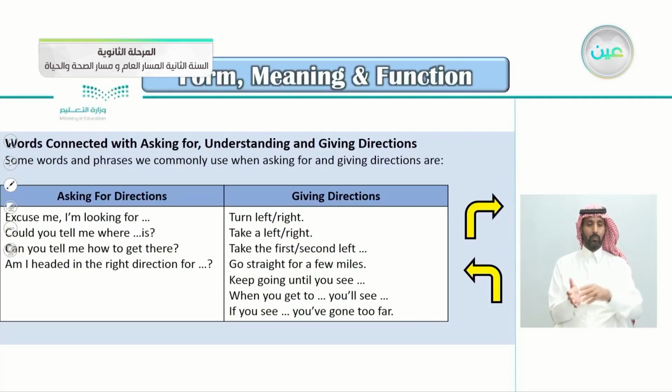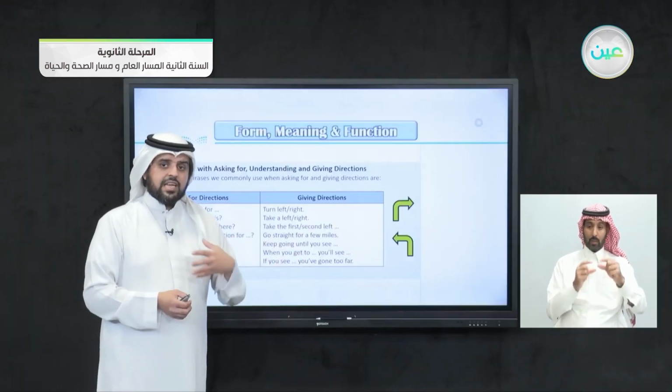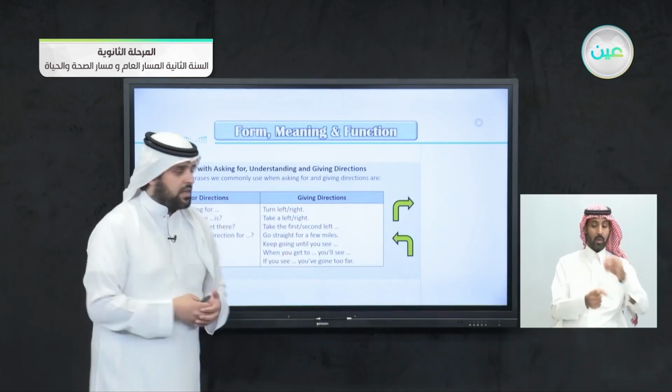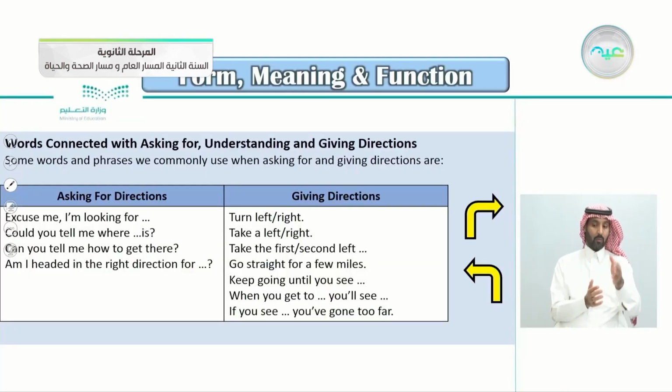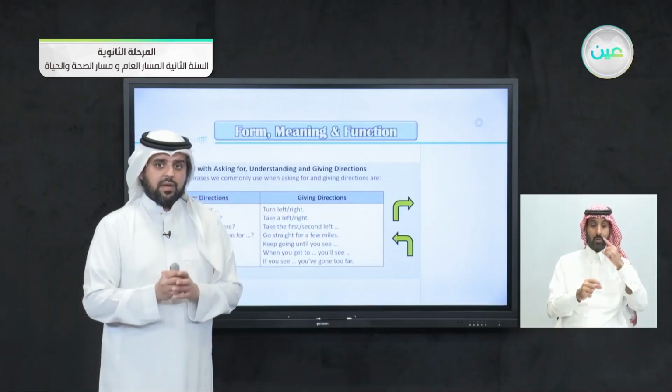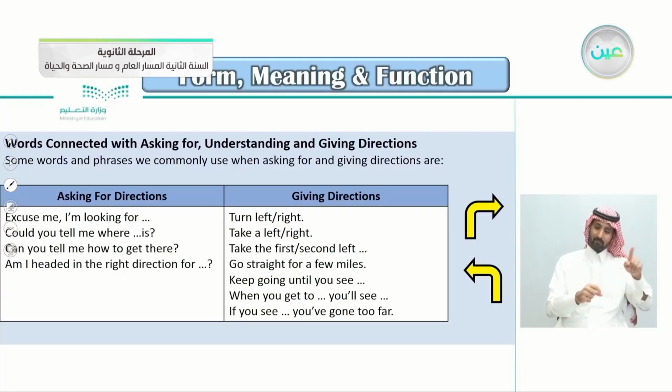The third sentence: "Can you tell me how to get there?" For example, when you ask someone, do you know where the bank is? Maybe he'll say yes. Can you tell me how to get there? Then he will give you the directions. Am I headed in the right direction for the bank, for example? Maybe yes, maybe no. So all of these sentences are asking for directions.